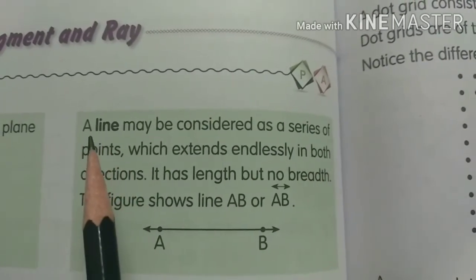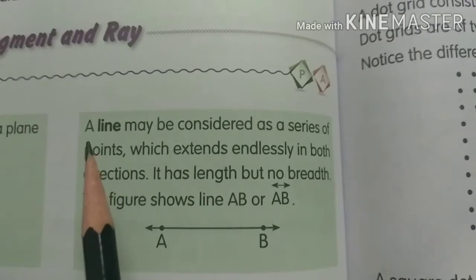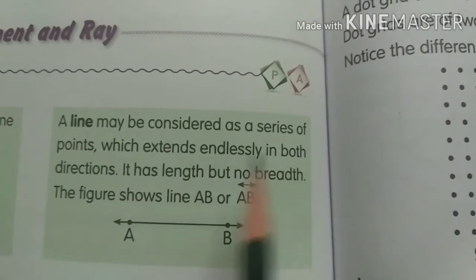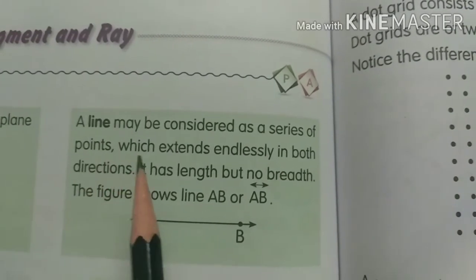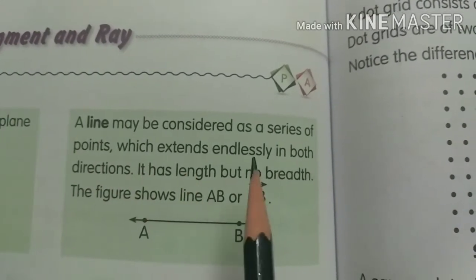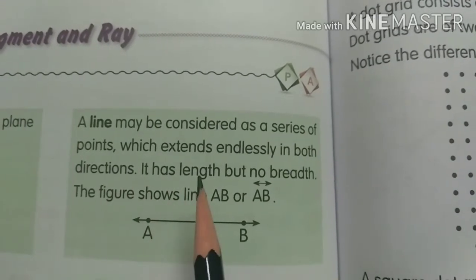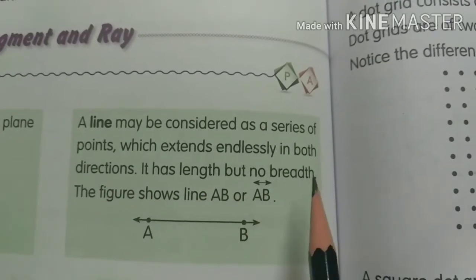Next, definition of line. What is a line? A line may be considered as a series of points which extends endlessly in both directions. It has a length but no breadth.